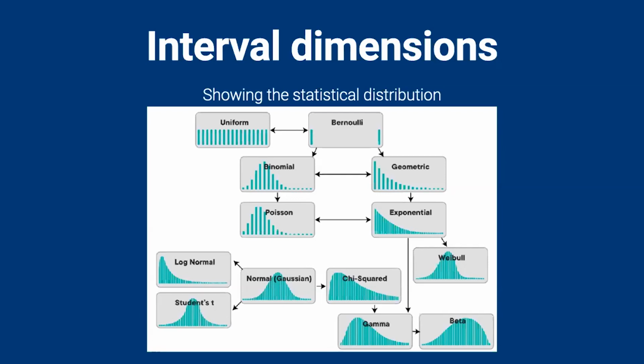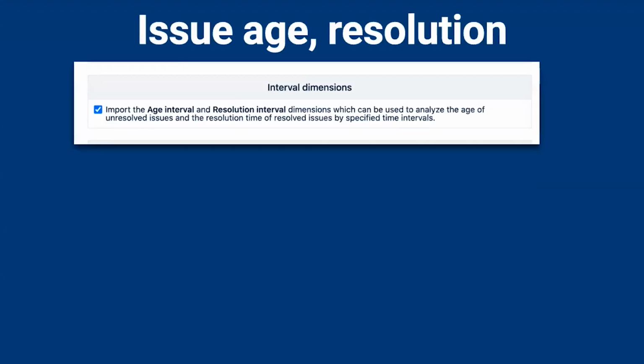Scientists have built a lot of theory behind that, and invented many standard distribution patterns, and did a lot of research, so that our life is easier now. And interval dimensions is a feature that allows to have distribution charts, or our customers sometimes refer to them as histograms. So let's have a look at that.